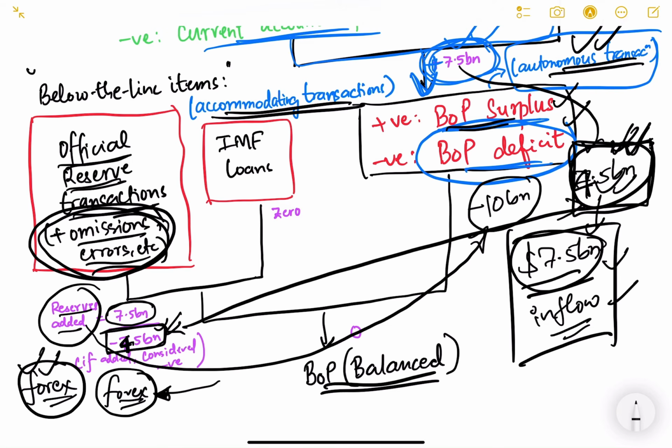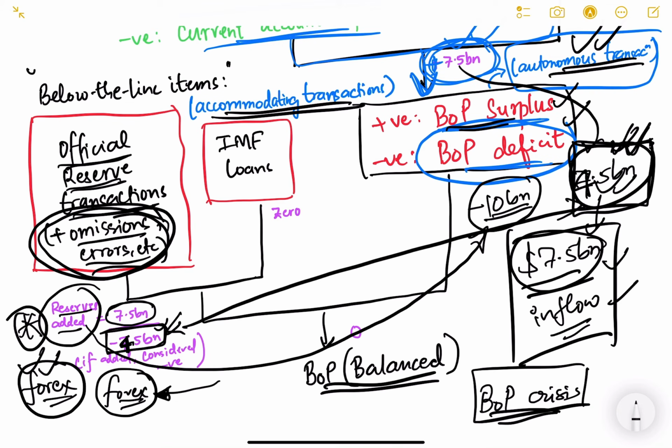If RBI does not have that $10 billion, okay, RBI does not have sufficient reserves to balance this BOP deficit, such a condition is known as balance of payment crisis. Whenever the RBI or the monetary authority does not have sufficient forex to balance the net deficit in balance of payment, the situation is known as balance of payment crisis. We will see this kind of situation happened in India in 1991. We will study about it later on.